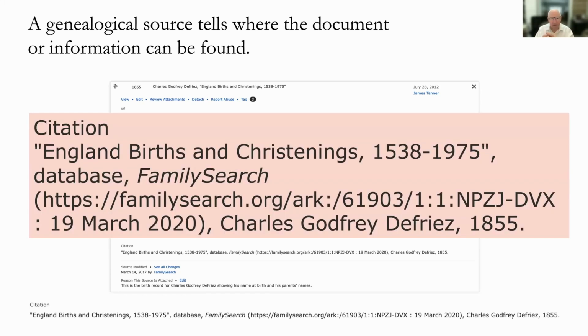Okay, so here's a citation. This is the citation to England births and christenings. And so this is a good example. England births and christenings. It's a database on FamilySearch. Here's the actual link to the document. This tells me when I looked at that document, tells me about the person that was on that document and the date. So there you go. And so all I need to do to go back to that document is to copy that address, put it in my browser, and click, and I have a copy of that document.